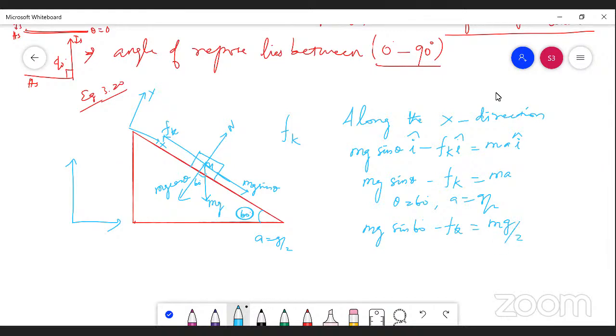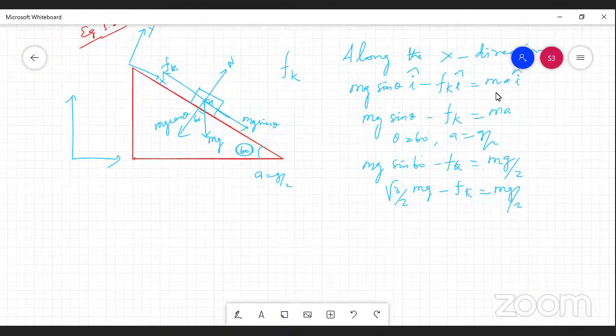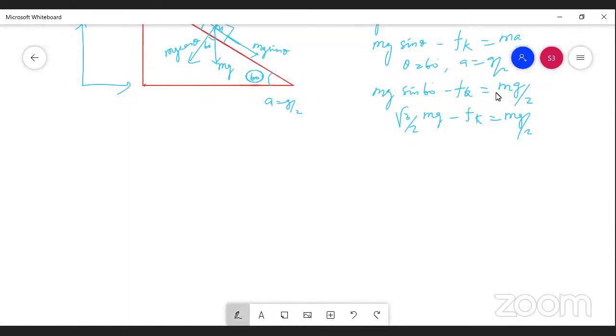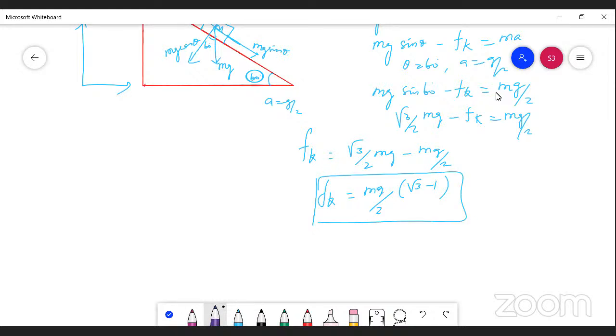Sin 60 is root 3 by 2. So I can write root 3 by 2 mg minus Fk is equal to mg divided by 2, from which we can calculate the value of the coefficient of kinetic friction. So I can write Fk is equal to root 3 by 2 mg minus mg divided by 2. mg by 2 can be taken out. We'll have root 3 minus 1. So Fk is equal to mg by 2 times root 3 minus 1.